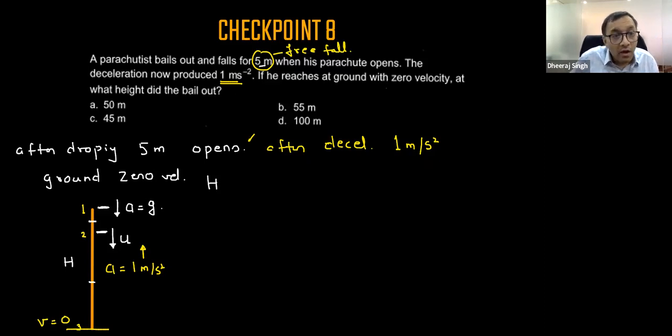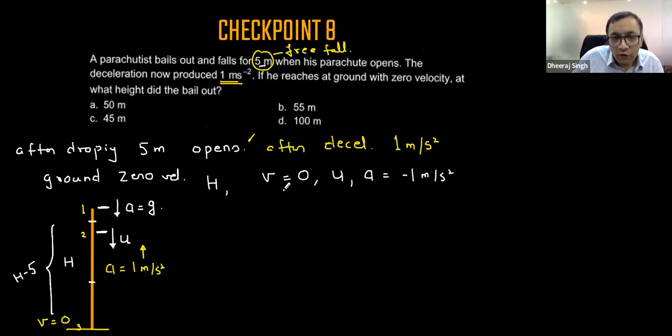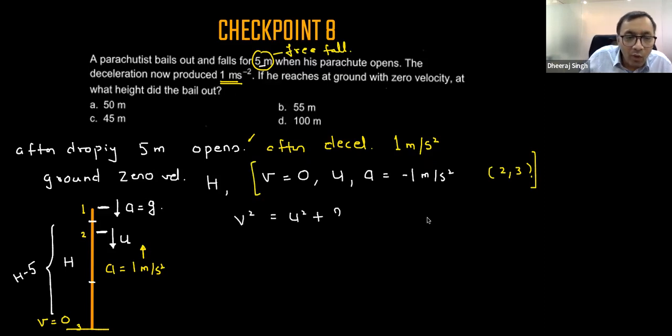All right, now you remember how we solve the physics question. We will try to directly get the answer. H is asked. So from 2 to 3, what do you think this distance is? 2 to 3 is H minus 5, right? H minus 5. We have final velocity 0. We don't know initial velocity. Acceleration is minus 1 meter per second squared between 2 and 3. So which equation should I use to find H between 2 and 3? I'll be using v squared equals u squared plus 2as. Can anybody tell me why I have chosen to use this equation? Why not the other two?